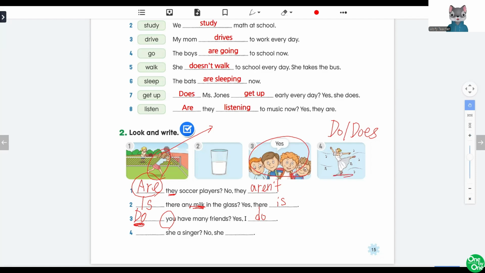Now, we're talking about her. 상태에 대해서 얘기해 주는 거니까 we need a be verb. So what do we need to use? That's correct. We have the she. So is she a singer? No, she isn't. Very good.